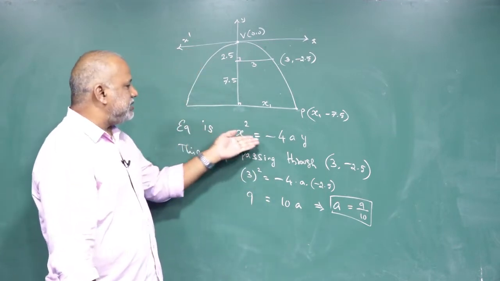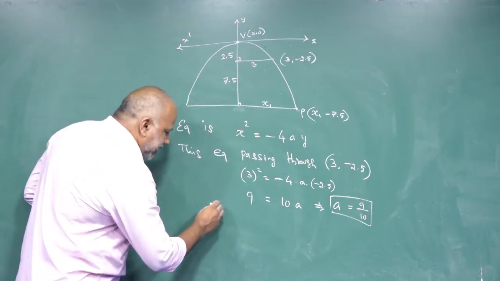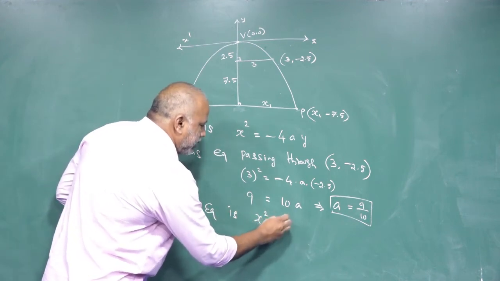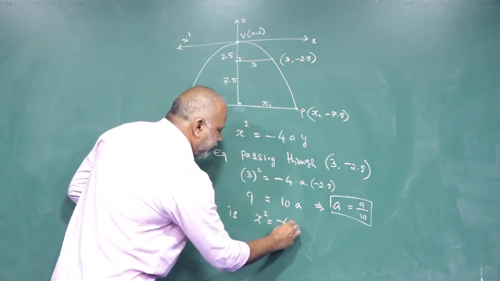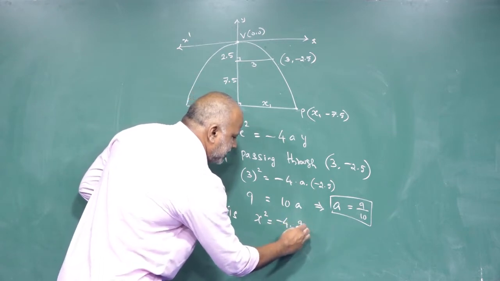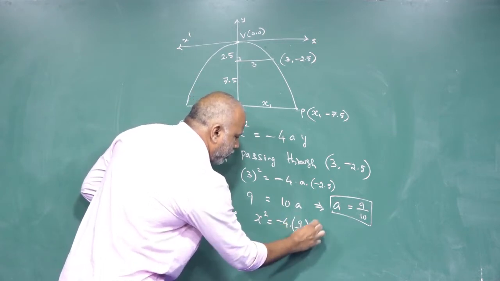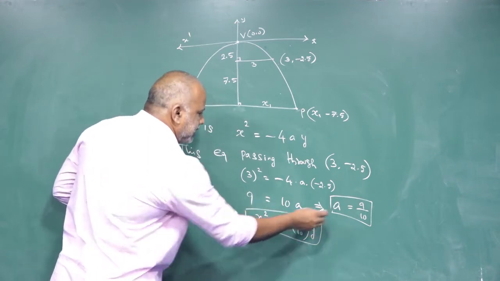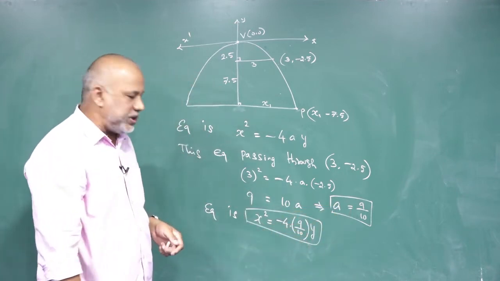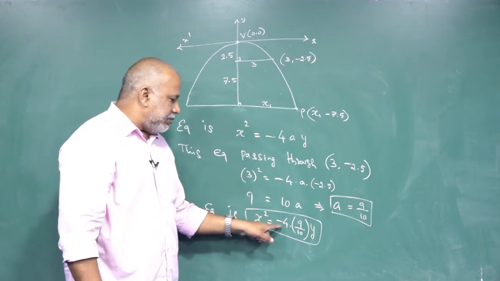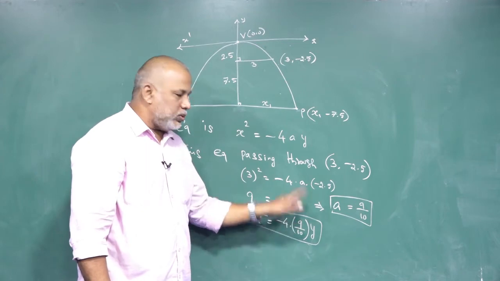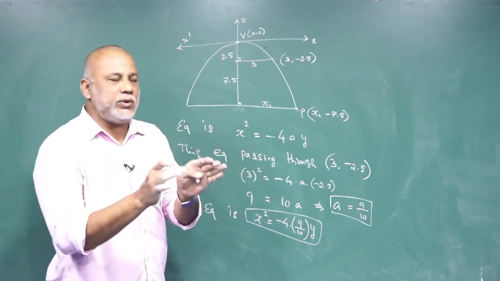Then substitute in this equation. Now we can get the equation of the parabola as x squared equal to minus 4 times the value of a, 9 by 10, y. So the value of a we just found out, then substitute here: x squared equal to minus 4, the value of a is 9 by 10, y. This is the first concept we worked out.